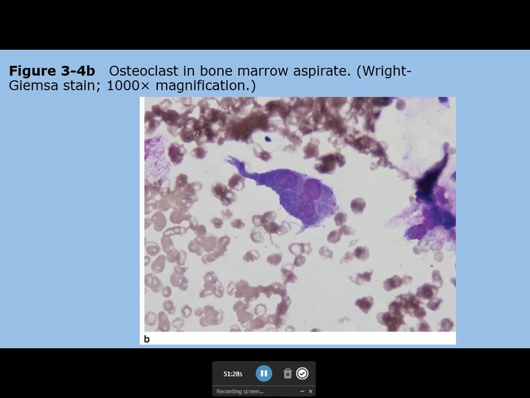Okay, so these are osteoclasts. This would be an osteoclast cell. Notice this one is multinucleated. It's got three nuclei in it. And then of course, you've got lots of cytoplasm. When it talks about that basophilic staining, it's talking about the blue color.